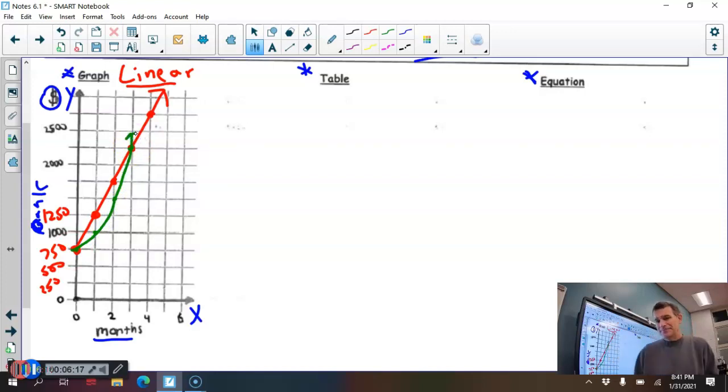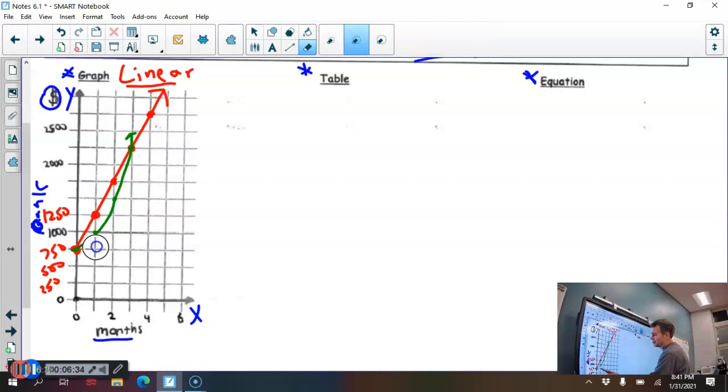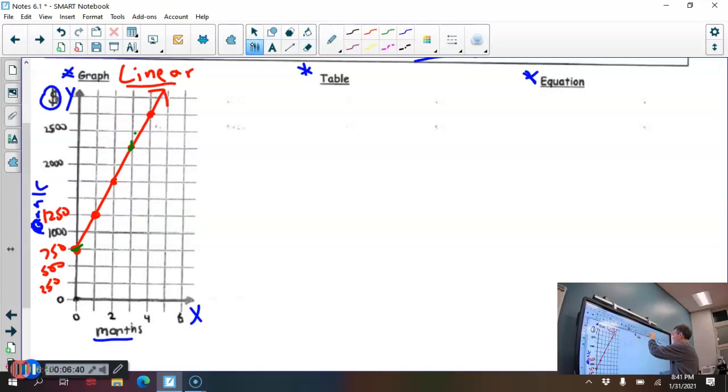And in math, when it curves, it is not a line. A line, by definition, is straight. In math, the green one is not a line. It is actually called a curve. All right, so we don't want the green one. I just wanted to show you the difference between a line and something that's not a line. So there's our line. All right, what about a table?